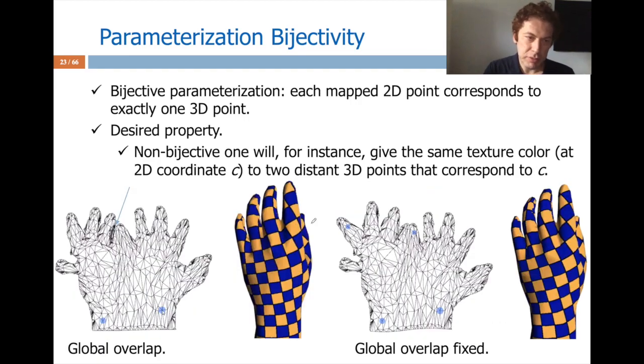Yeah, the same problem happening here. If my parameterization of this hand leads to overlaps, like foldovers, then it is not acceptable, because the same color will be copied to two disjoint points on the 3D original model.